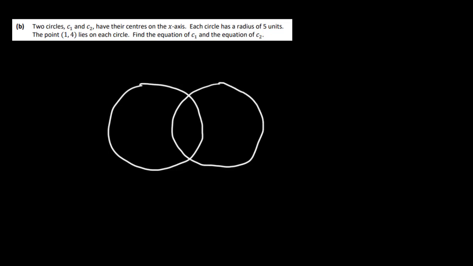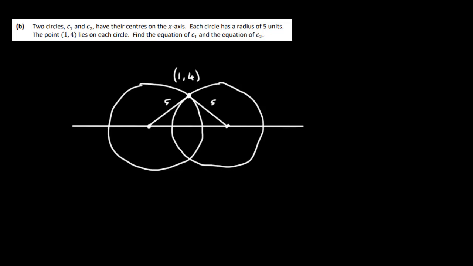Okay, so let's just draw two circles. We have one circle and another circle. And we know that the point (1, 4) lies on each circle, so this is the point (1, 4) here. We also know that the centers of these circles lie on the x-axis. So if we draw a line here, let's say that's our x-axis, we have a center here and a center here. We also know that the radius of each circle is 5, so we can say that this distance here and this distance here is going to be 5 and 5.